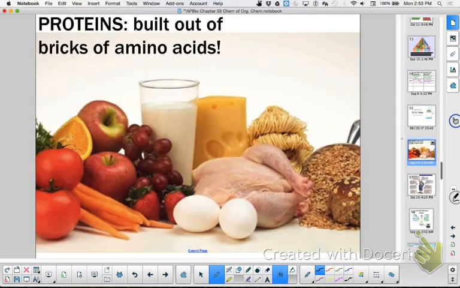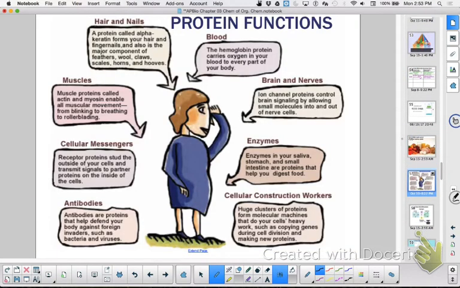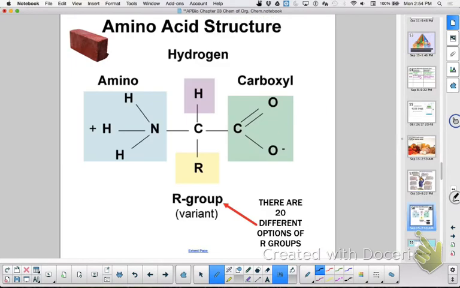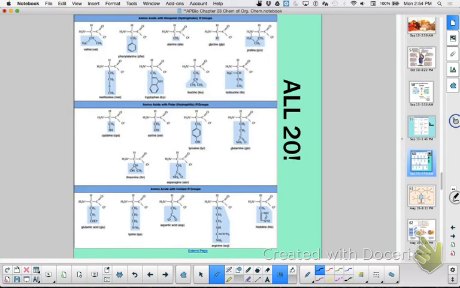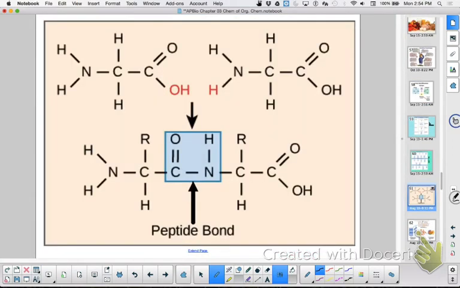Next, proteins. You want to know proteins are everywhere. They have functions all throughout your body. You need to be able to recognize the structure of an amino acid. Amino acids build proteins, and we already went over that. Amino group, hydrogen group, carboxyl group, R group. 20 different R groups, and they can have different properties. When we want to join them together, it's got a special name. We're still doing dehydration synthesis, but the bond between the amino acids is called a what?